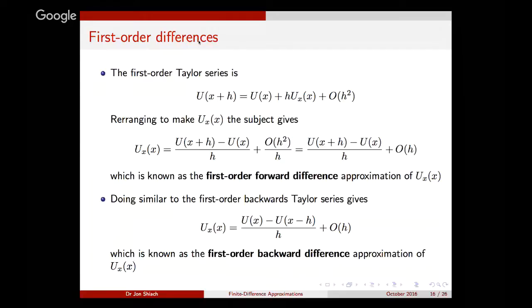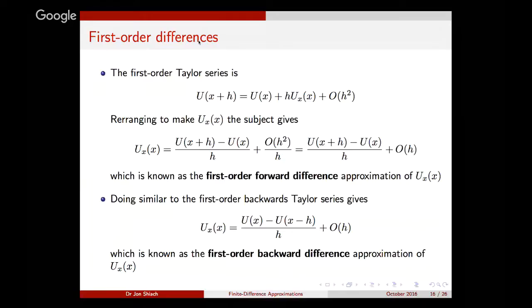Now this, have you seen this before? This is called the first order forward difference approximation. It's first order because the order of the error is h to the power 1. It's called a forward difference because we're stepping forward by h in our domain and subtracting two numbers. So we step forward, take that number, subtract u(x), divide by h. That gives us an approximation of the first derivative. That's first order accurate.